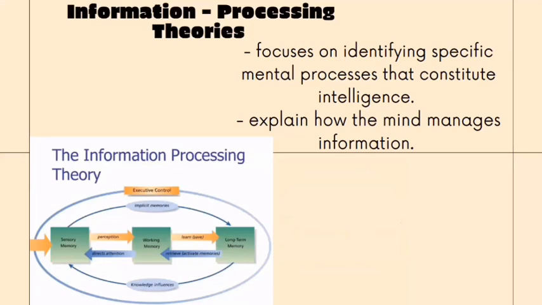So, information processing theories. The information processing theory focuses on identifying specific mental processes that constitute intelligence. It explains how our mind manages information. In information processing, research in memory is based on the assumption that information moves into sensory memory, short-term memory, and long-term memory in an organized way. It is a cognitive theory that focuses on how information is encoded into our memory.